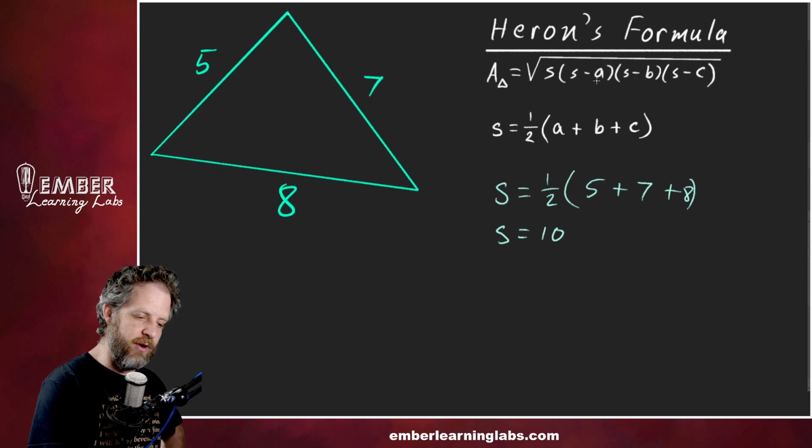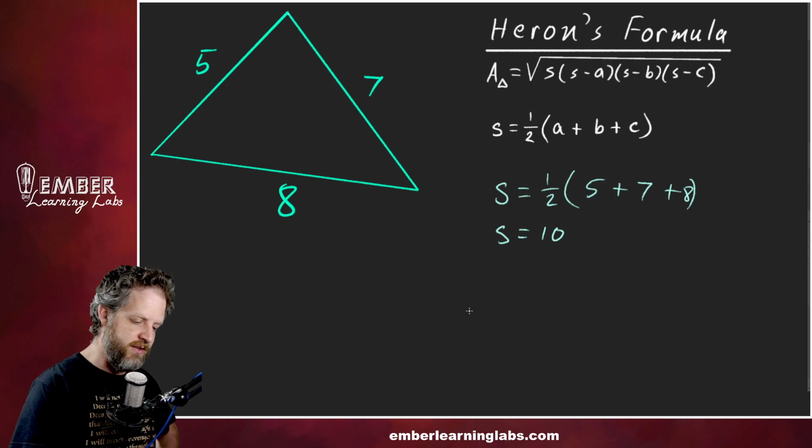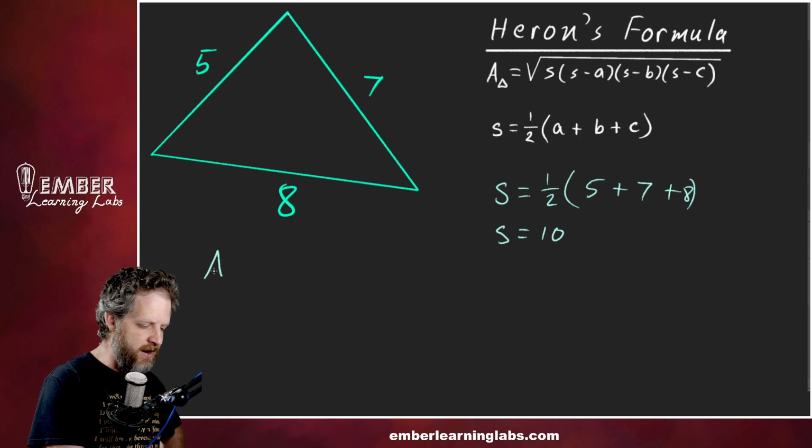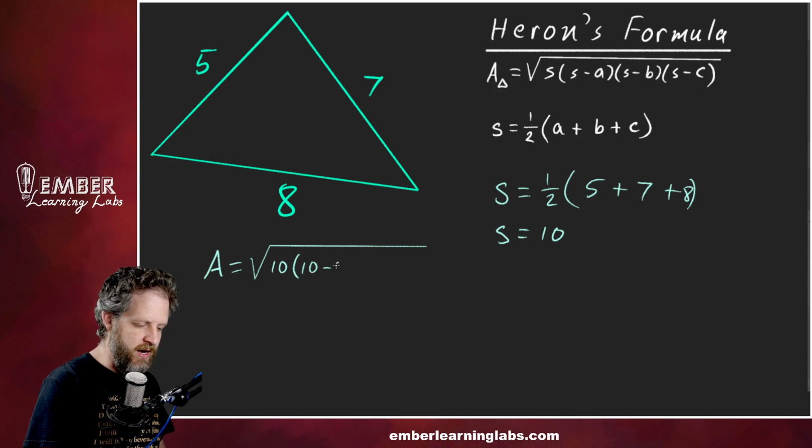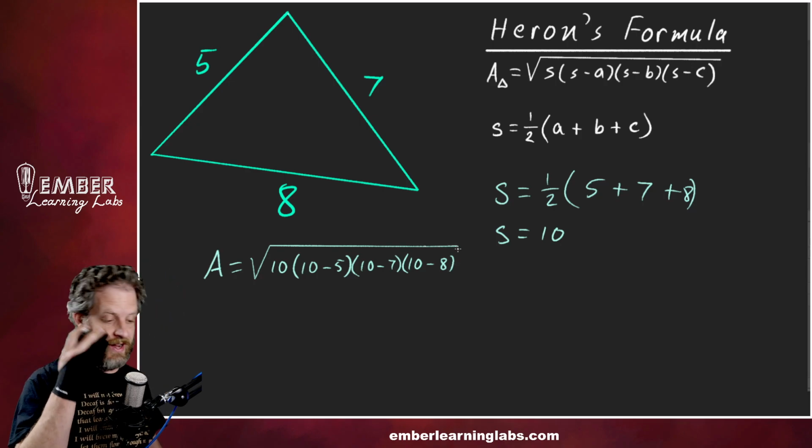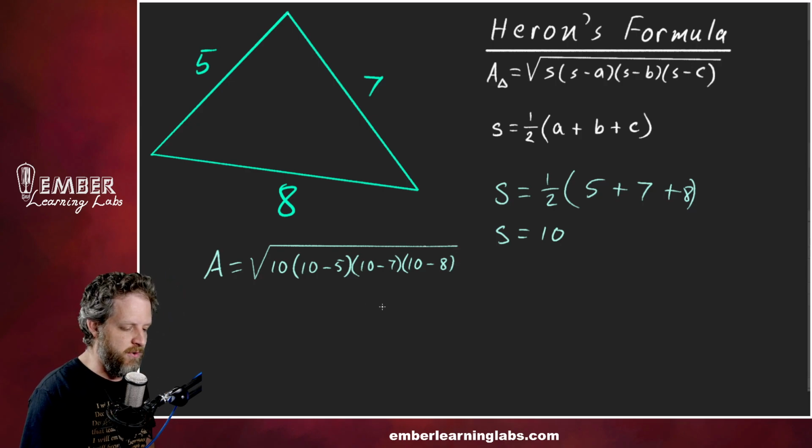So we're going to plug that in here, and then we're going to plug A, B, and C in there as well. So the area of this triangle using Heron's formula is the square root of 10 times 10 minus 5 times 10 minus 7 times 10 minus 8. The order doesn't matter here, right? Multiplication is commutative, so we can move these around and it'll work out just fine.